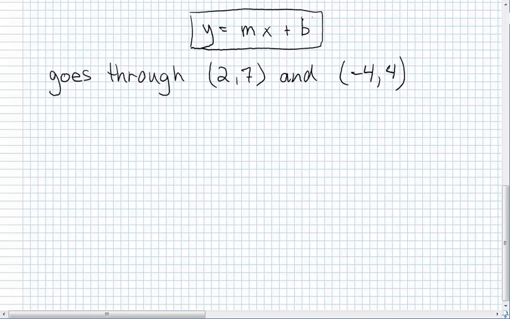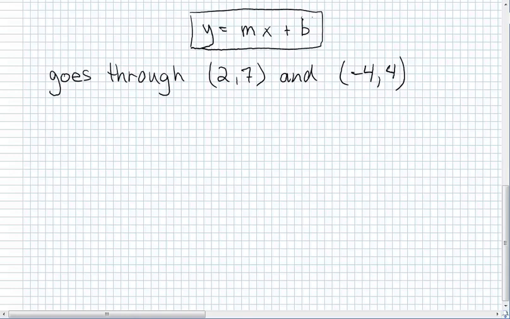Well, this one here, I haven't given you the slope or the y-intercept, but you can still figure it out because you can find the slope using the slope equation and then do the same technique as last time to find the equation. So pause the video right now, find the slope, and we'll see where we go from there.